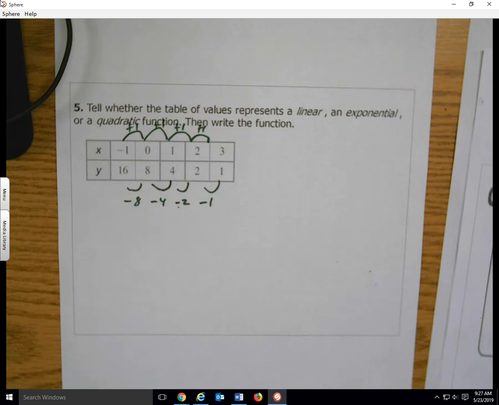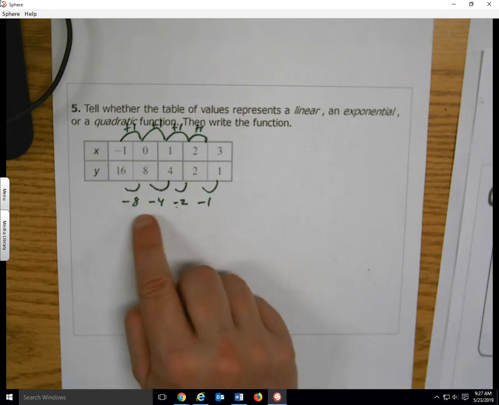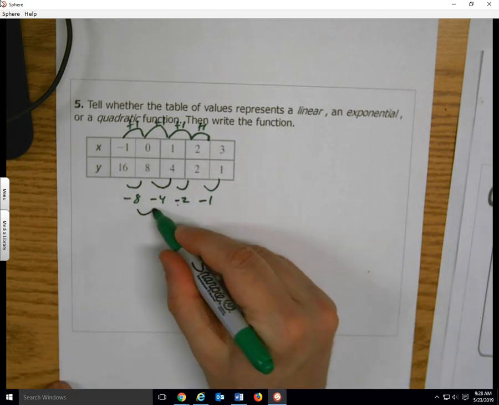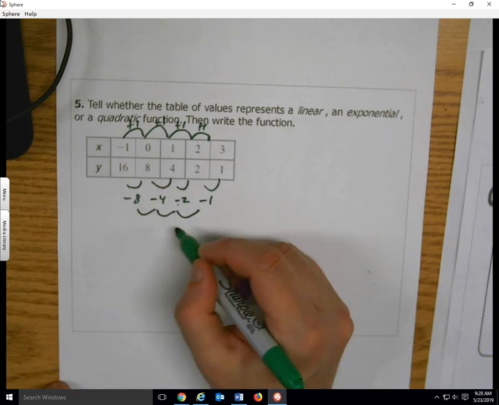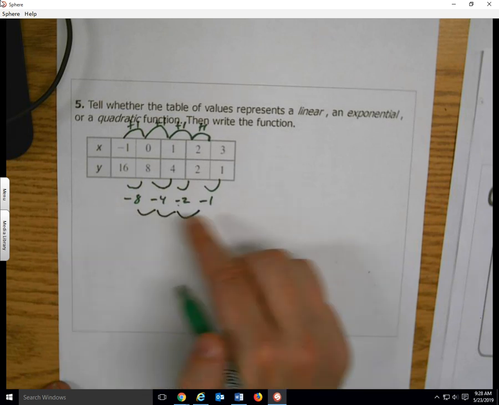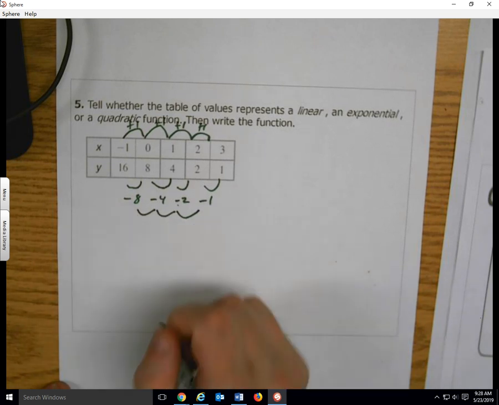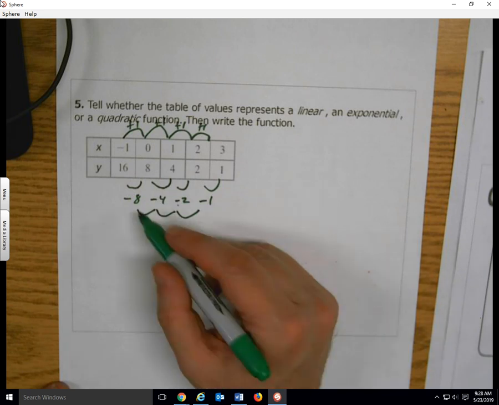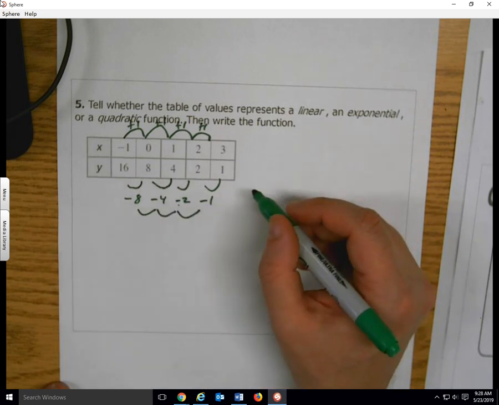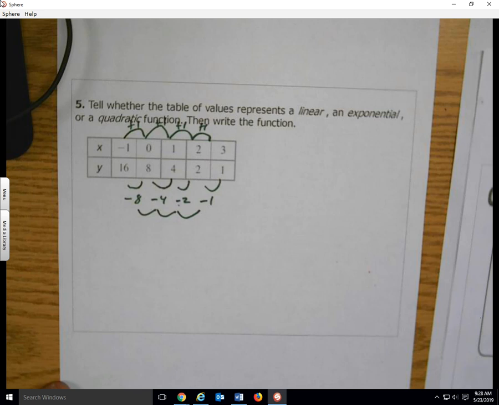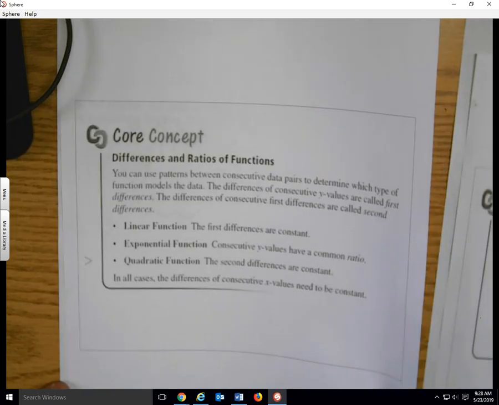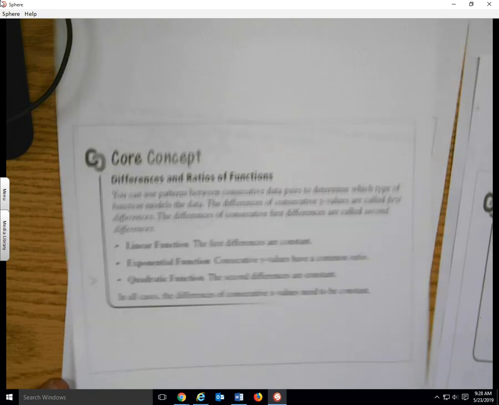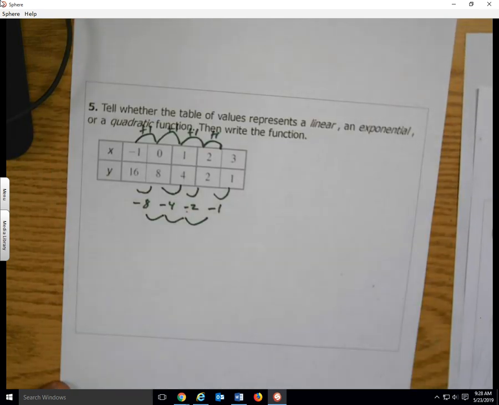Well, you can see that it's being multiplied by the same number each time. It's being multiplied by a half each time. So as x increases by 1, it's being multiplied. And then remember from our rules that if it's being multiplied, it's exponential. So we know this is an exponential function.